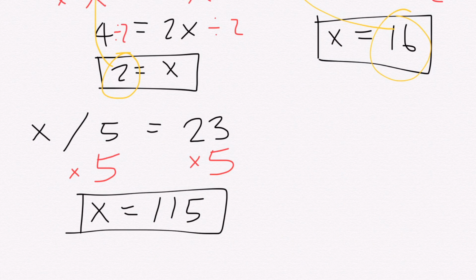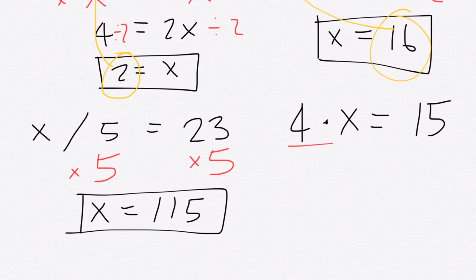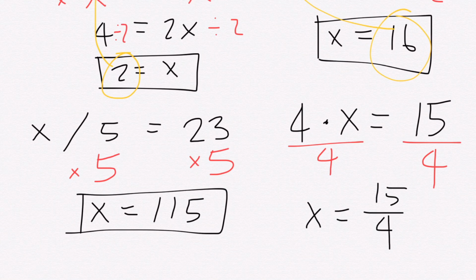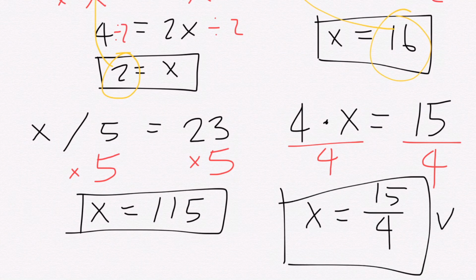And then let's do another example. So if we get 4 times x equals 15. So we need to isolate the x, right? So we need to divide both sides by 4. And what we end up getting is x equals 15 over 4, which is the correct answer.